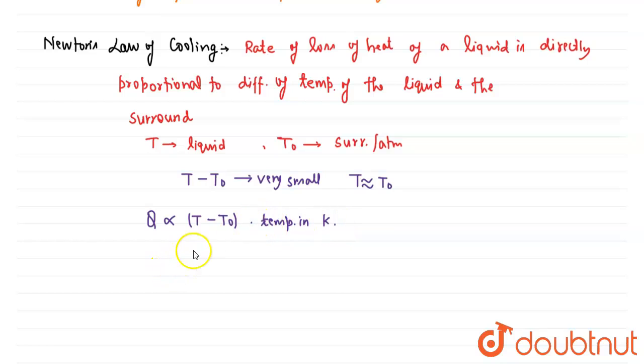Right? But this T is slightly greater than T naught. These are approximately equal, but there will be a slight difference. That's why there will be a loss of heat.